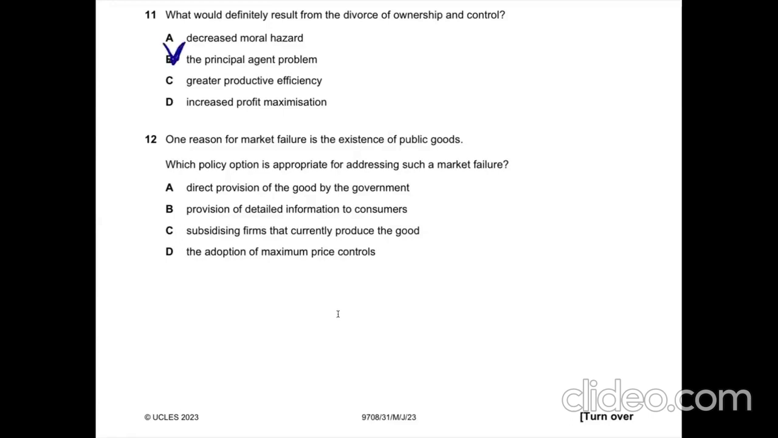Question 12. One reason for market failure is the existence of public goods. Which policy option is appropriate for addressing such a market failure? The problem with public goods is that there is always under allocation of the public goods. So the policy that can correct the situation is the government provision. Yes.